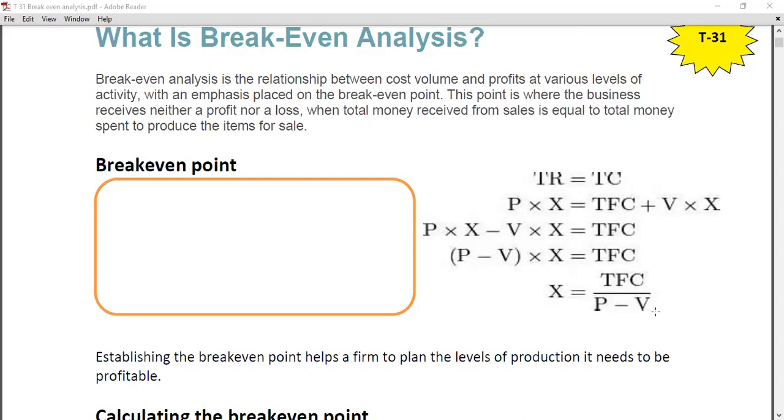Now you can find the break-even point, and we can write down the definition here. The break-even point is a point where total cost equals total revenue, where there is no profit or no loss. So you can write down that definition. Again, we can also see the textbook definition in our textbook.